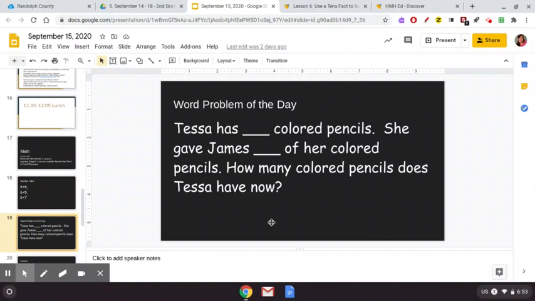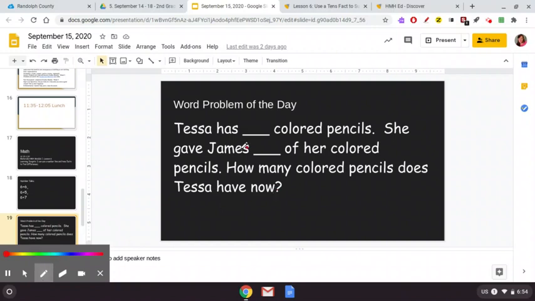So Tessa has blank colored pencils. She gave James blank of her colored pencils. How many colored pencils does Tessa have now? Okay, so in your journal, you should have gotten this and should be cutting it out or have already cut it out and putting it in there. So I'm going to give you an example of how to solve it, and then you can solve it yourself with the numbers that you have.